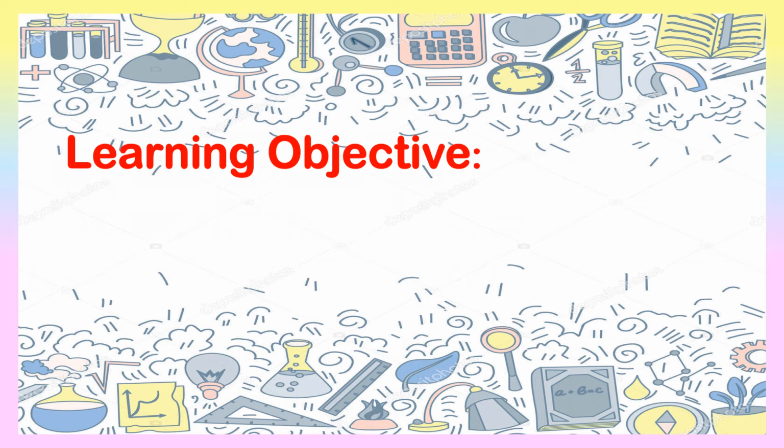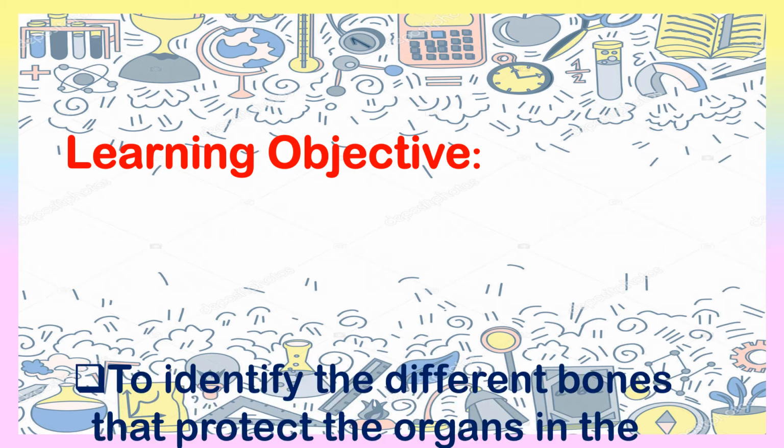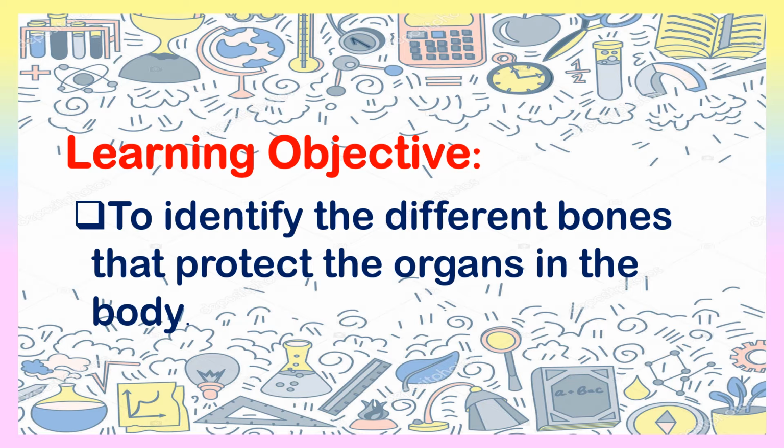The learning objective of this lesson: to identify the different bones that protect the organs in the body. So at the end of this lesson, you will be able to identify the different bones that protect the organs in the body.